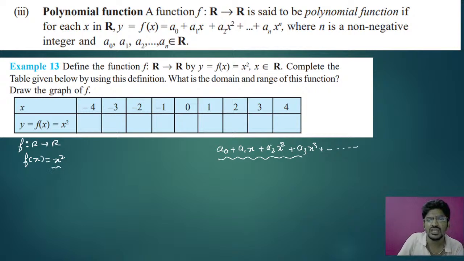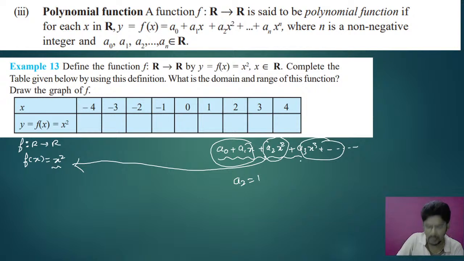Clear? Here you have written only a2x square, where a2 is 1 and the remaining all terms are 0. Okay, so I think you can understand that. So here this is polynomial function, remaining all terms are 0. Only you have a2x square, where a2 is equal to 1. Clear? Okay, so this is your polynomial function.